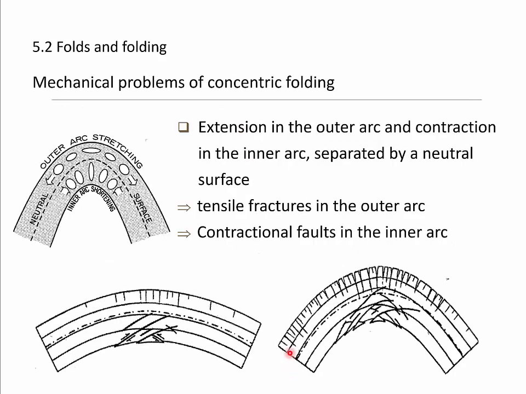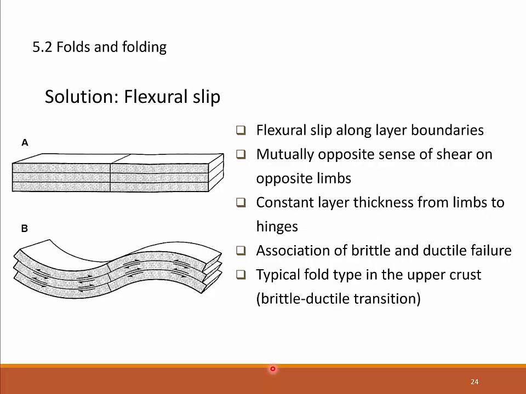This compensates for the extension of layers in the outer arc and the shortening in the inner arc during concentric folding if no such movement along the layer boundaries is possible. So let's have a closer look at flexural slip folding. We will see that the flexural slip along layer boundaries will create opposite sense of shear on opposite limbs.